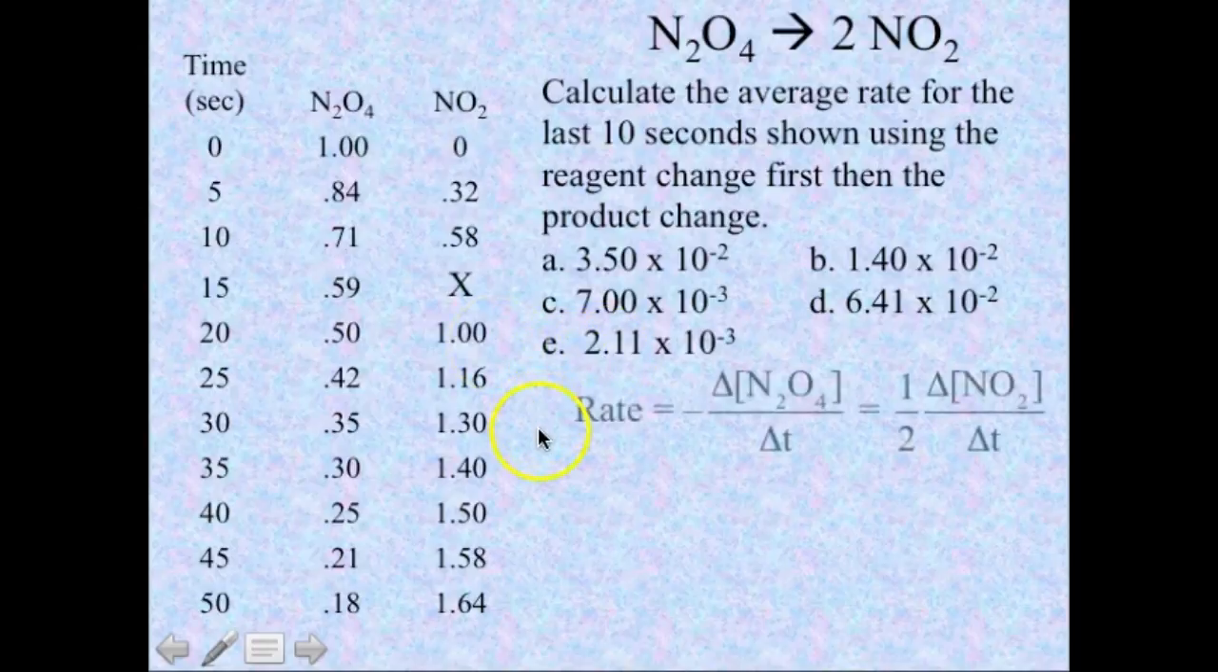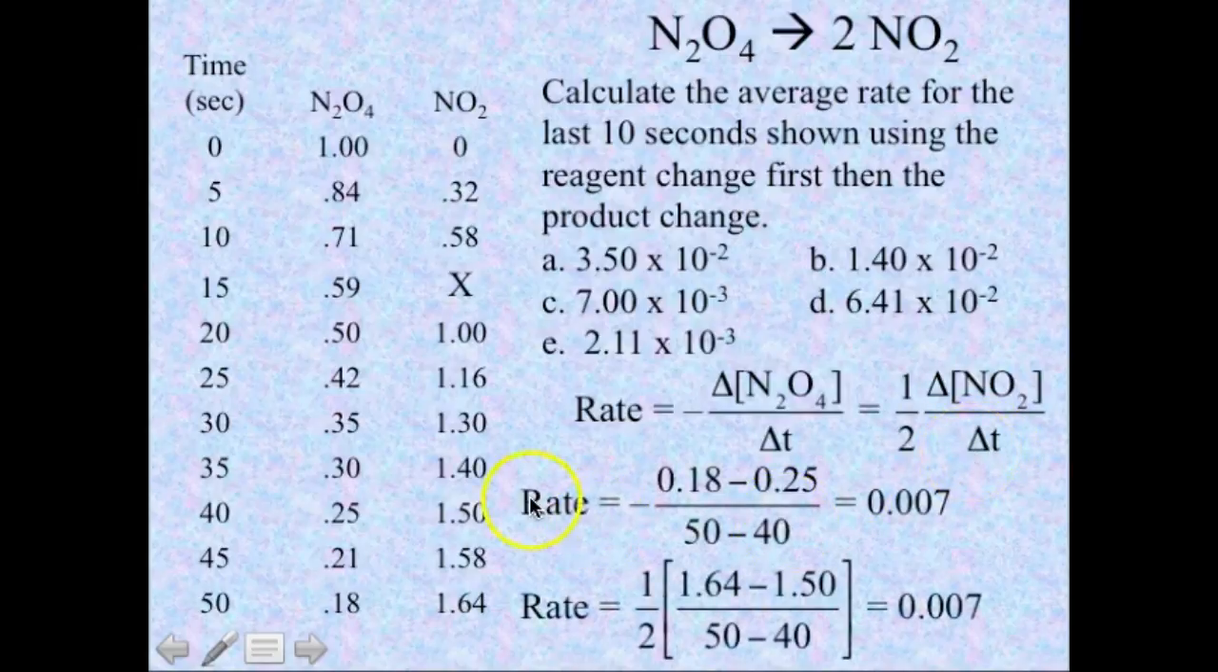We'll discuss it. Okay, so the rate equation is that rate equals the negative change in concentration of N2O4 divided by the change in time, the negative sign there because it's a reagent, and that equals 1/2 times the change in concentration of the product divided by the change in time. So let's calculate them each way.